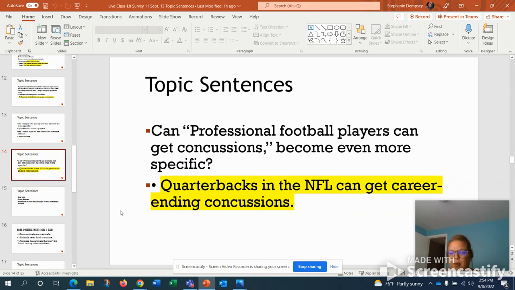Can professional football players get concussions become even more specific? Yeah. So if I wanted to be more specific, I would change professional football players to quarterbacks in the NFL. Get concussions, I put career ending concussions to talk about the severity of those concussions. So then I ended up with a really strong topic sentence for the start of a paragraph.